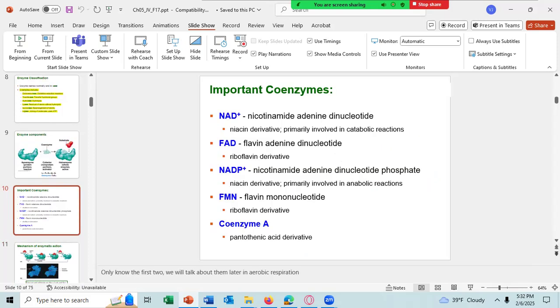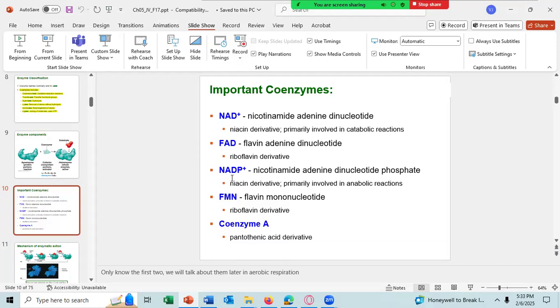All right, this slide is showing you some important coenzymes. You do need to know the very first two, NAD plus or nicotinamide adenine dinucleotide. It's primarily involved in, well, really aerobic respiration, and we'll talk about aerobic respiration later in this lesson, which is why you should know NAD plus is an important coenzyme. Another is FAD. We'll talk about it with aerobic respiration as well, and it is an important coenzyme in aerobic respiration. The others you don't need to know.